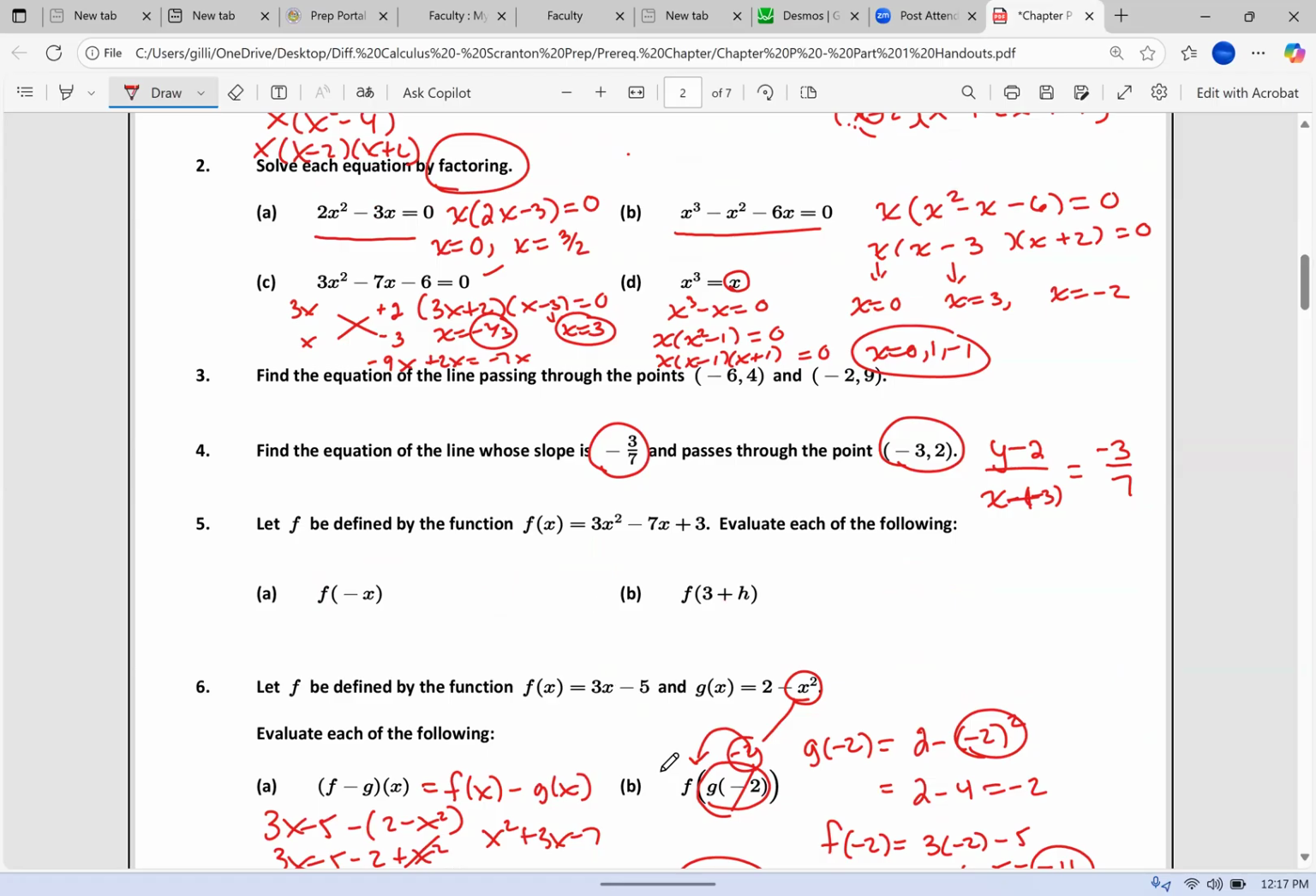Oh, one more thing on here, number 3. You need to find the slope first. The slope is the difference in the y's over the difference in the x's, and that's negative 2 over negative 4, which is 1/2. Then the setup would be y minus 4 over x plus 6 equals 1/2, and then cross multiply and solve.